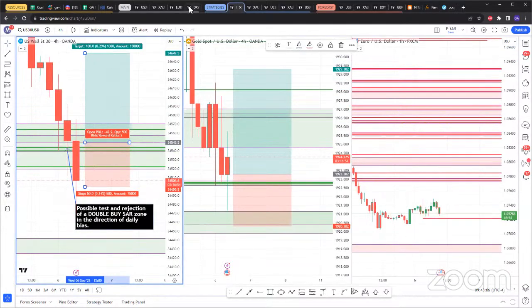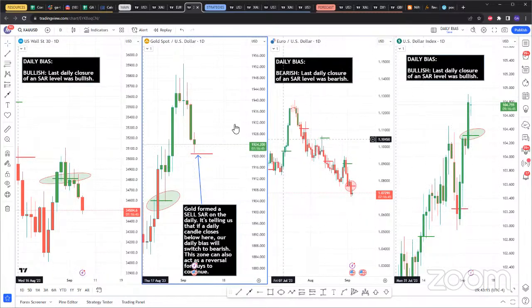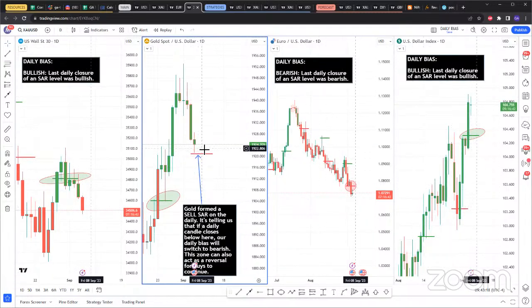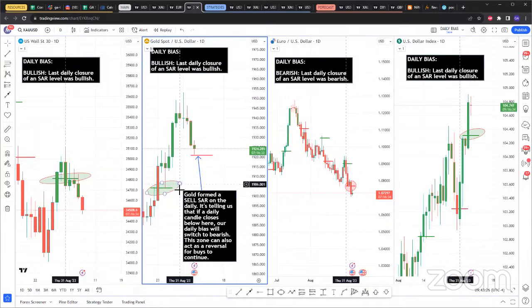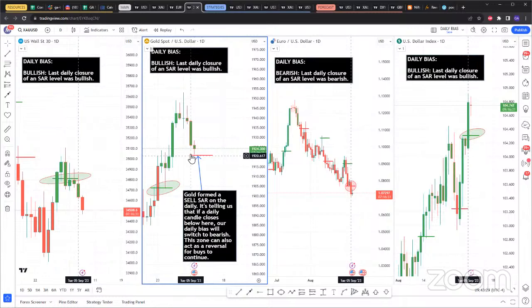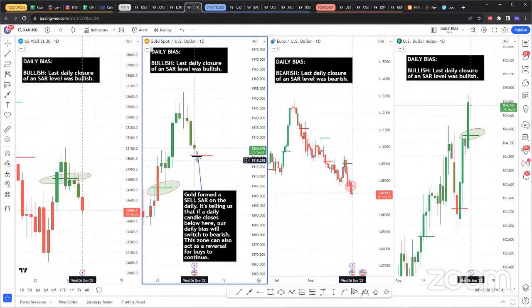The other thing I mentioned, when these zones come up, we see that it formed a daily sell SAR right here. Keep in mind, SAR is stop and reverse. You can see how when it got to this zone, it came back up. So for me, my daily bias is still bullish. When a sell zone comes in, until we have a daily candle closing here, I'm still bullish on gold. So ideally, this can also be a buy zone before any daily candle closes there.